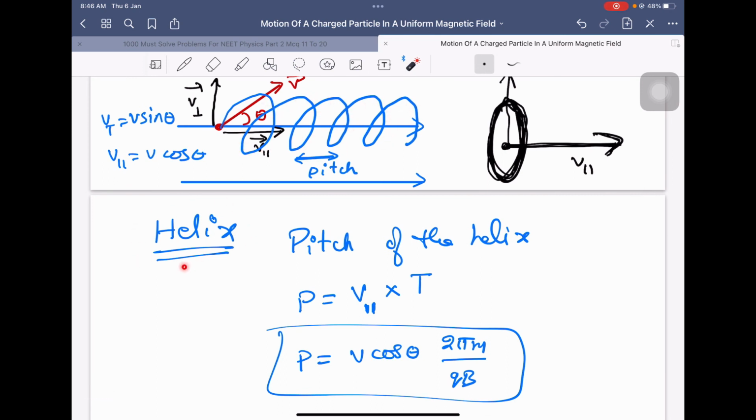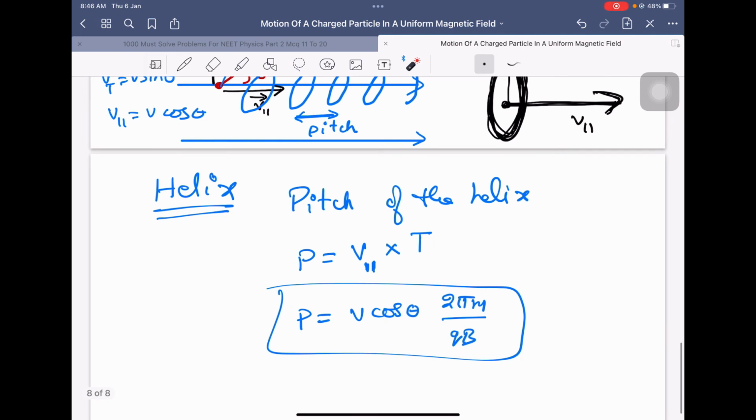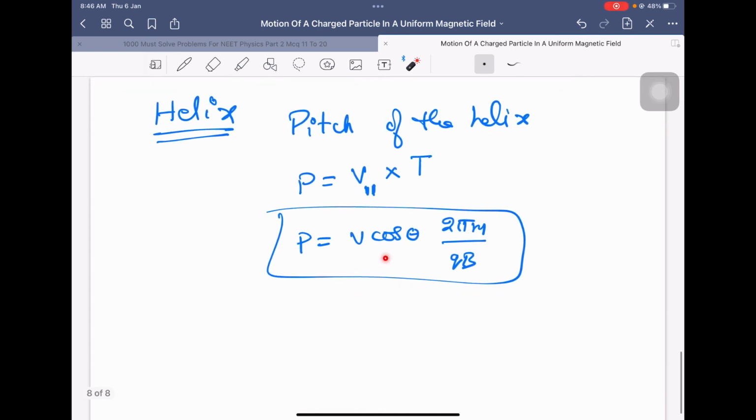So what is pitch? Pitch of the helix is the horizontal distance traveled by the charged particle in a time equal to the time period. So it can be calculated as the horizontal component of velocity into time taken. The horizontal component of velocity is v cos theta. Time period is equal to 2 pi m by qB. Therefore, the pitch of the helix is given by 2 pi m by qB into v cos theta.